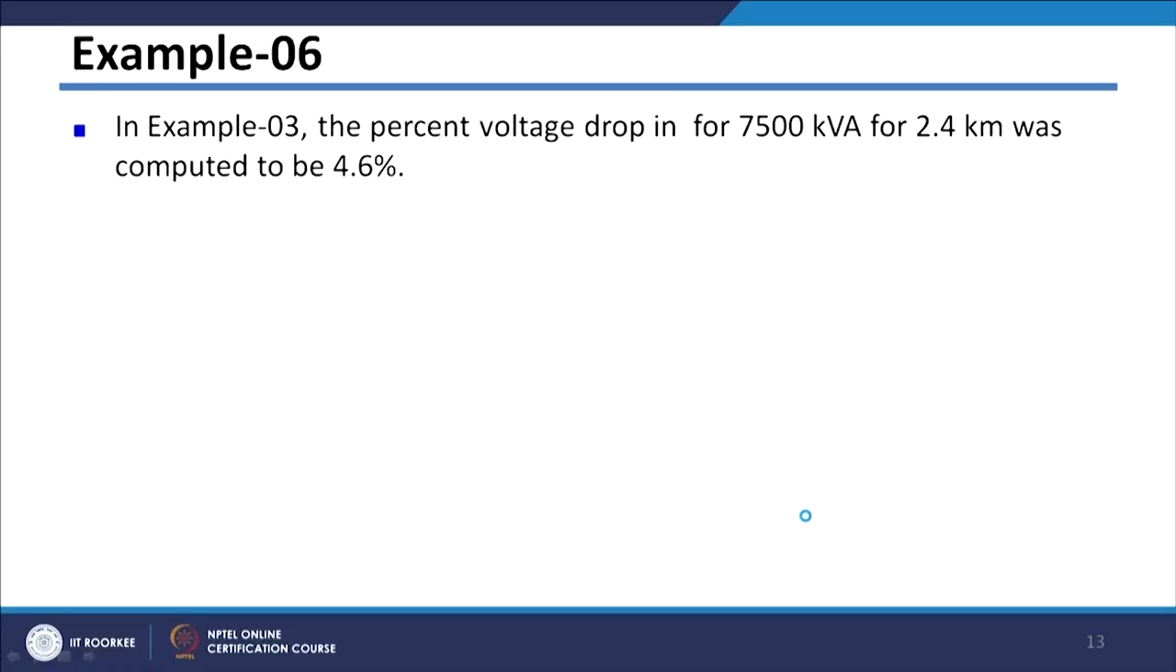Now, let us take one example where, as per example 3, we have seen the percent voltage drop for a 7500 kVA load over 2.4 kilometers, meaning this particular feeder length is 2.4 kilometers, and it is supplying 7500 kVA of load. We have seen that the computed voltage drop is around 4.6%.